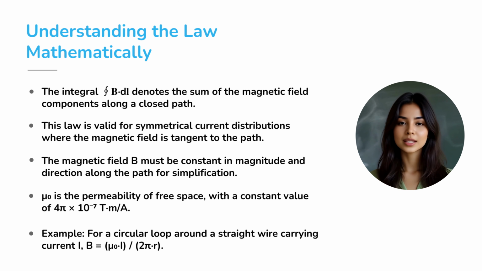We also have the magnetic constant mu naught. Its value is equal to 4 pi times 10 to the power of minus 7 Tesla meter per ampere. This tiny but fundamental constant links current with magnetic field. So let's apply it. Imagine placing a circular loop around a straight wire carrying current I. The magnetic field at a distance r from the wire comes out to be B equals mu naught times I divided by 2 pi r, simple, elegant, and incredibly useful. This is the power of Ampere's law.